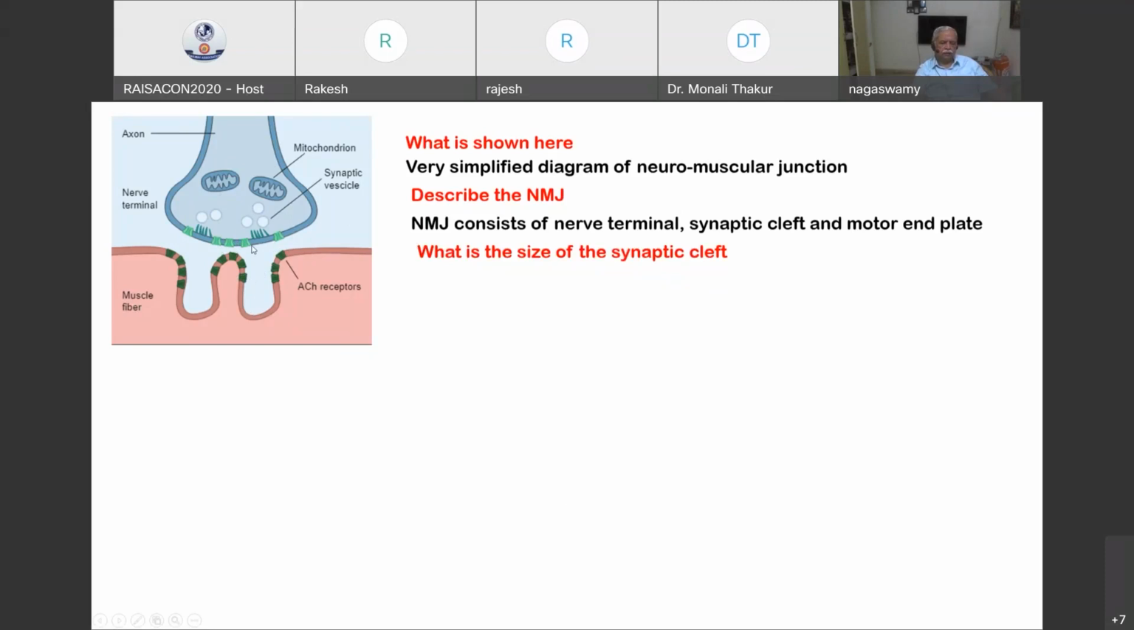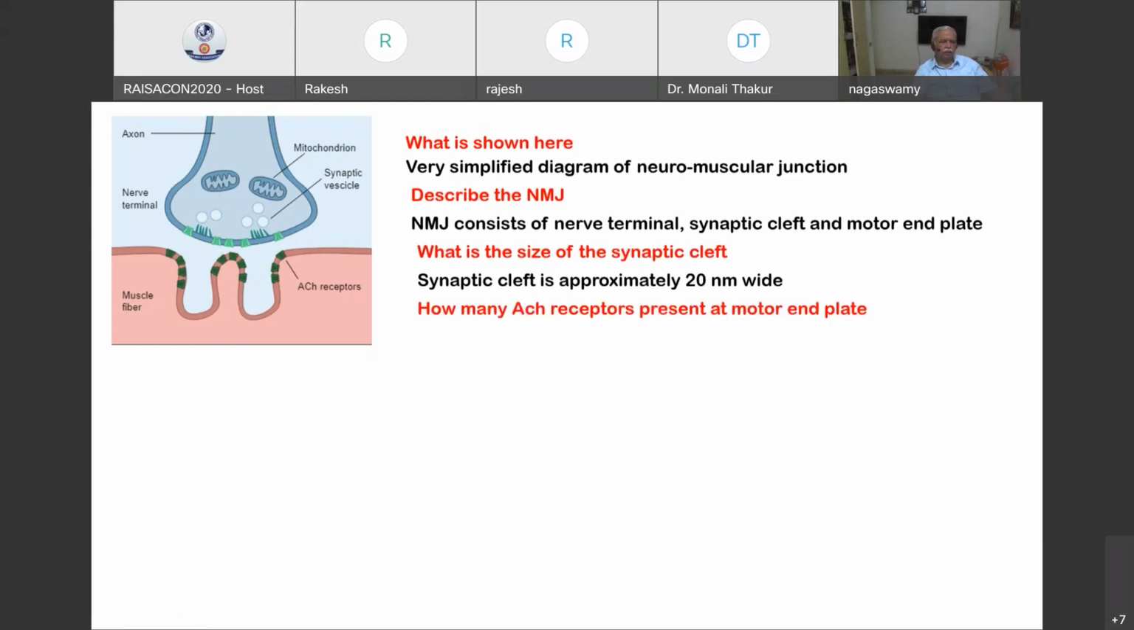What is the size of this gap? It is about 20 nanometers. Okay, synaptic cleft is approximately that. Earlier they used to call it angstrom units, 15 angstrom. Now it is converted to nanometers.